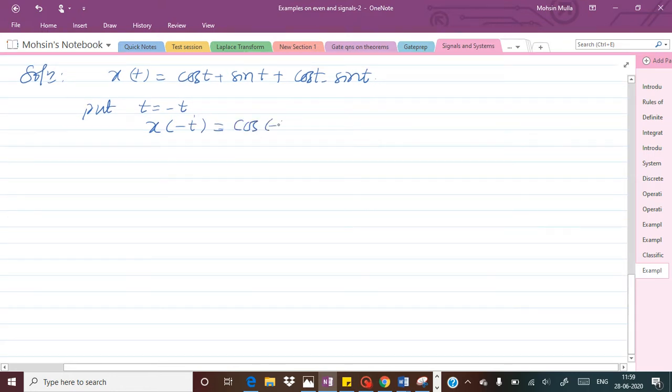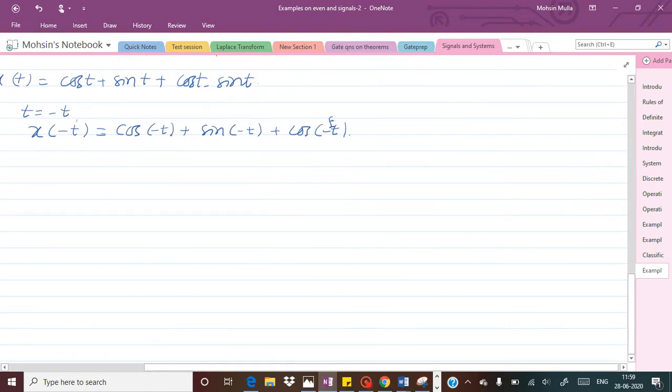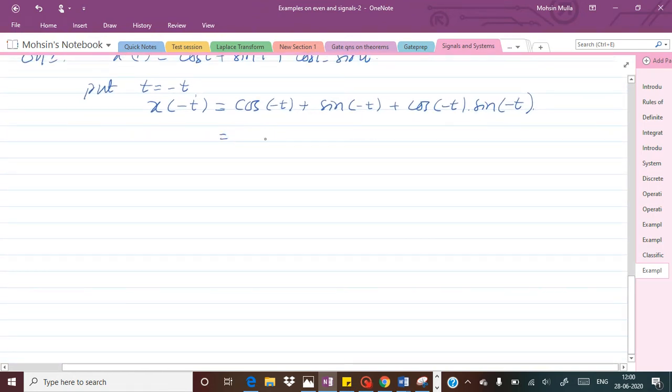So it will be cos of minus t plus sin of minus t plus cos of minus t into sin of minus t. Simplifying further, cos minus t is cos t, sin minus t is minus sin t, so it is cos t minus sin t, and cos t into sin minus t is minus sin t, so it is minus cos t into sin t.